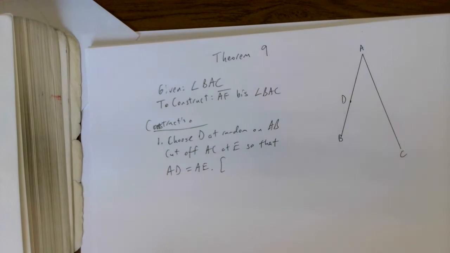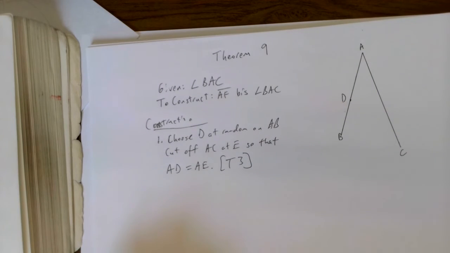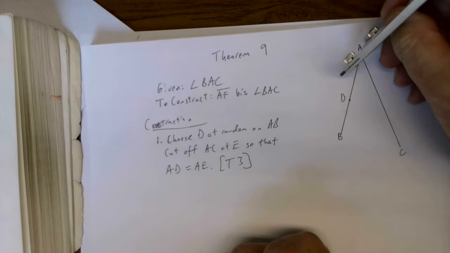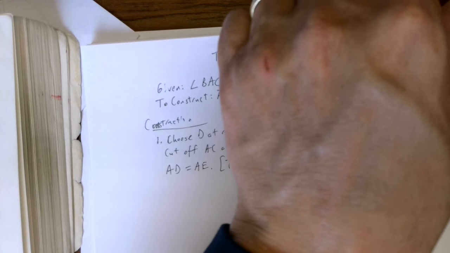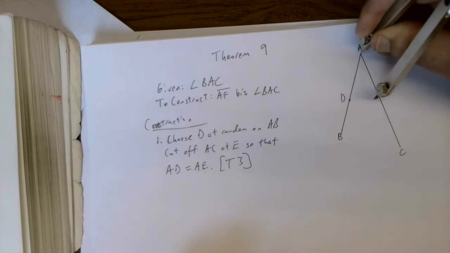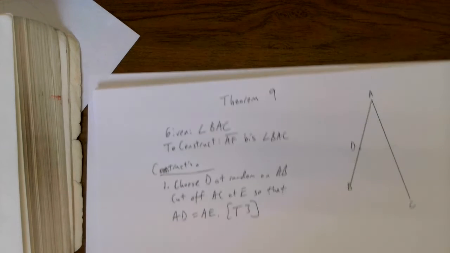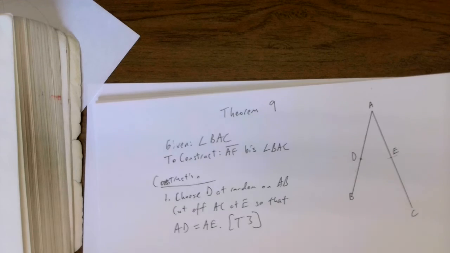And of course, the reason we can do that is Theorem 3, cutting off a longer line to equal a shorter one. And since they are both going to be the same distance from A, Theorem 3 for us means we just have to use our compass to find point E like that. There we go. So that's point E right there.